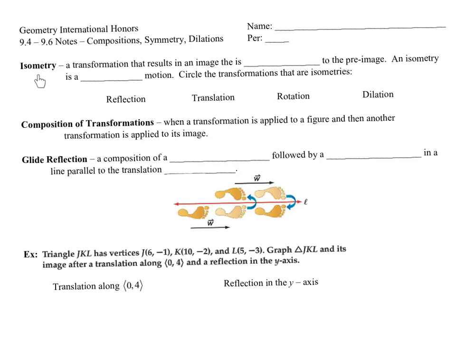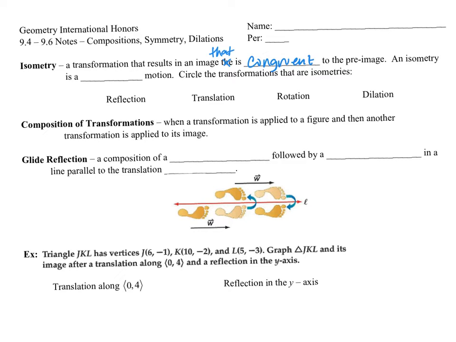It's the word isometry. An isometry is a transformation that results in an image. Oh, we have a typo here. If you could change this. It's not supposed to say that. It's supposed to say that. Okay, so an isometry is a transformation that results in an image that is congruent to the pre-image.